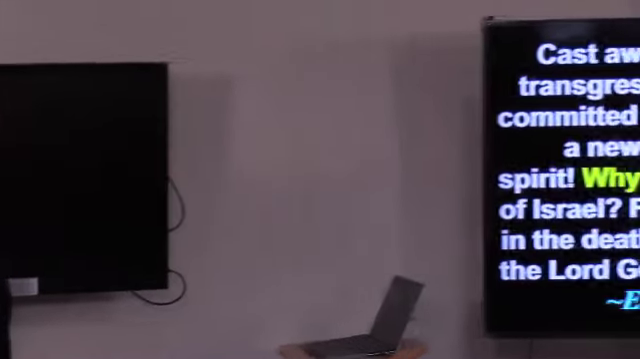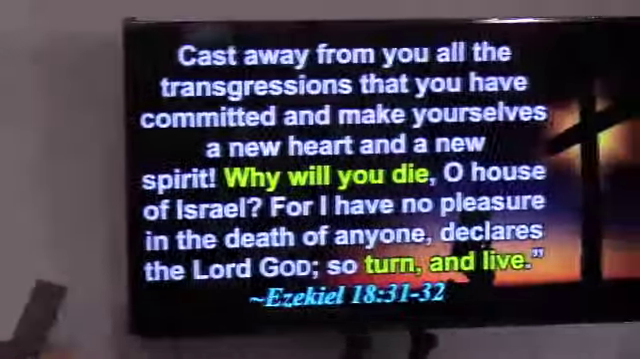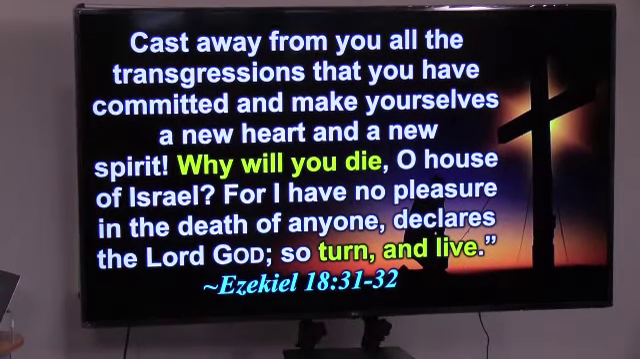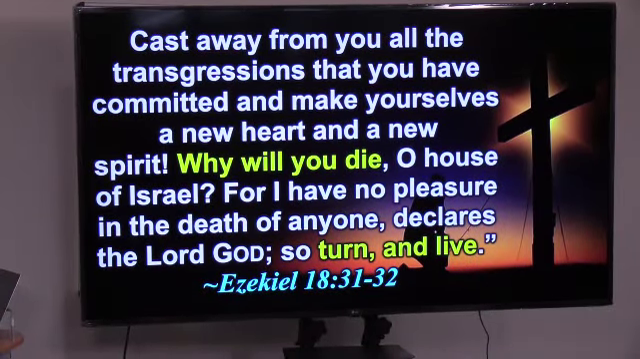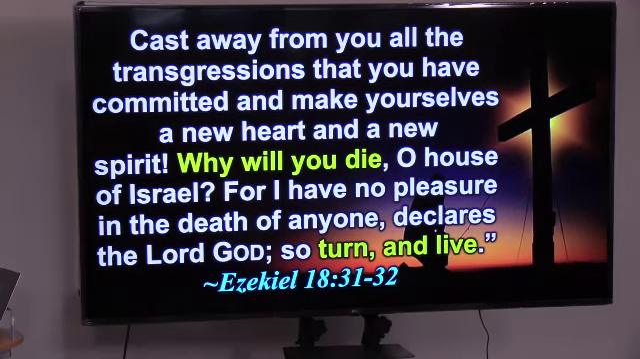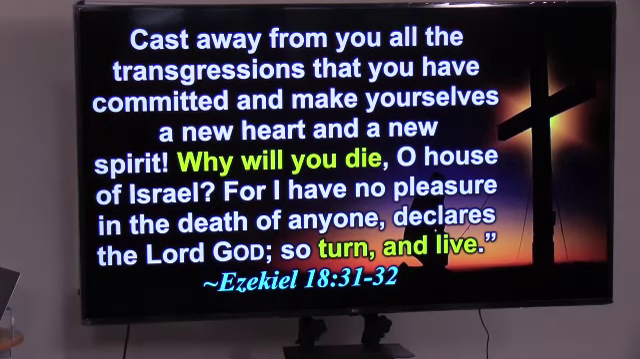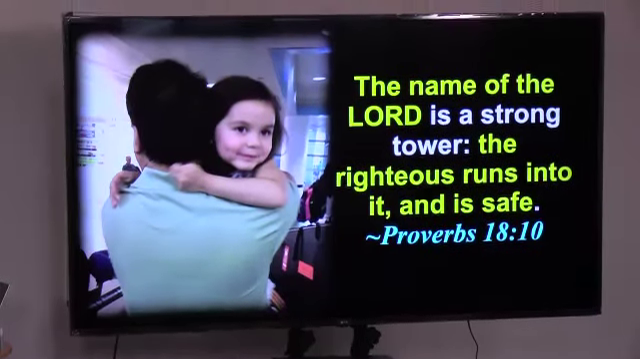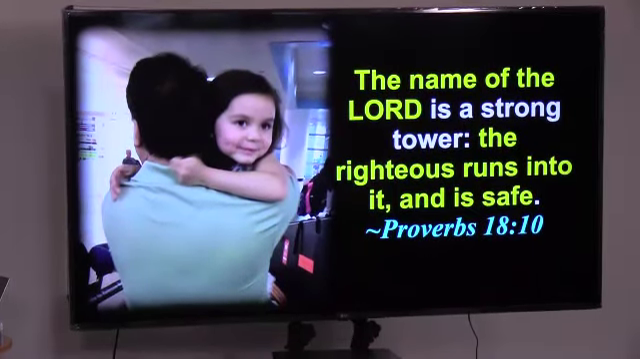That's why Hebrews 2:3 says, how shall we escape if we neglect such a great salvation? Cast away from you all the transgressions that you have committed and make yourselves a new heart and a new spirit. Why will you die, O house of Israel? For I have no pleasure in the death of anyone, declares the Lord God. So turn and live. So that's my last slide for our study.